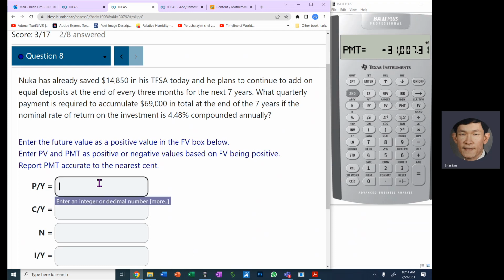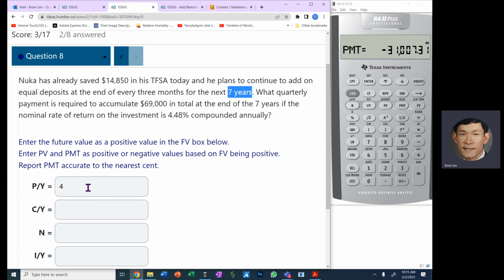So that means it would be 4 times per year. You're dividing 12 months per year by 3, this 3 right here, and that gives us the 4. That goes on for the next 7 years. So what quarterly payment is required?